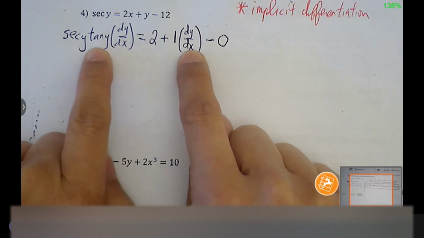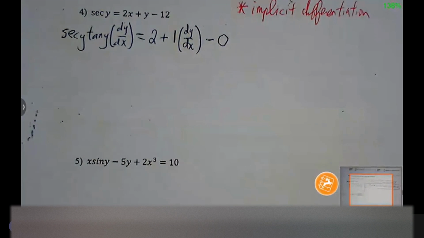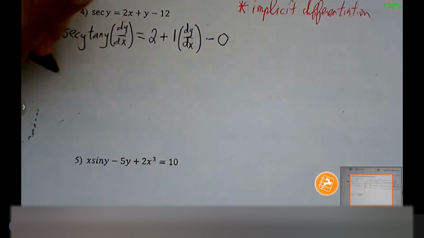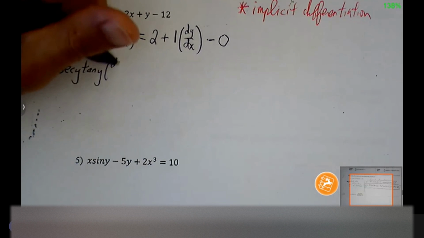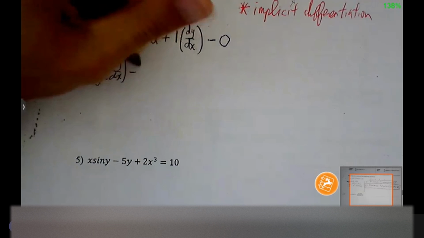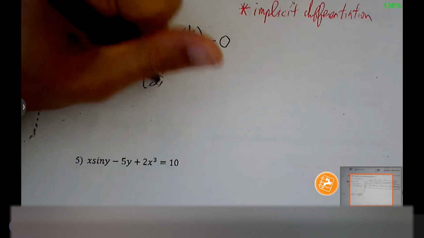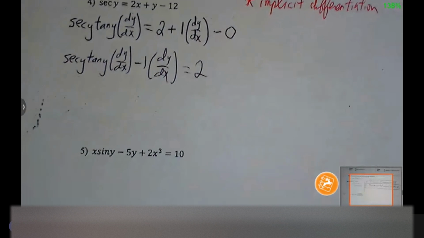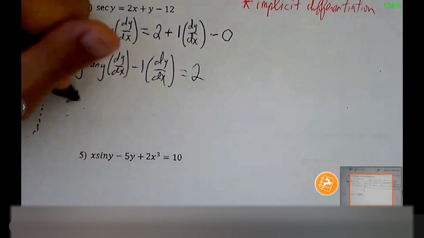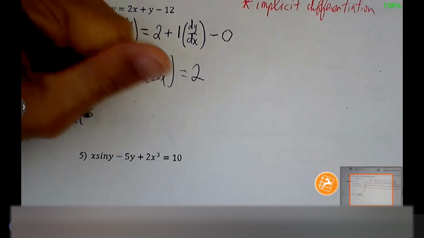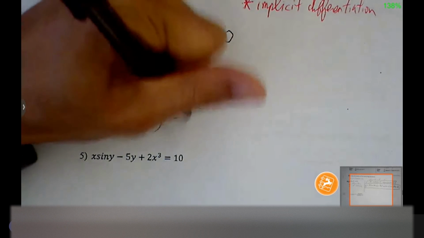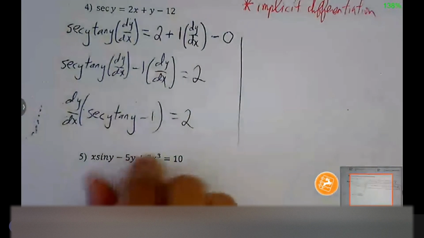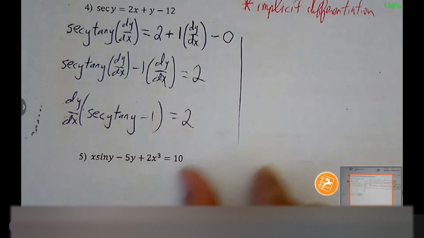And now I'm just going to move some things around. The derivative process is done. I'm just trying to get that dy dx variable to be by itself. So subtract the 1 over to the left. Okay, factor out the dy dx. And then we're just going to divide this over.